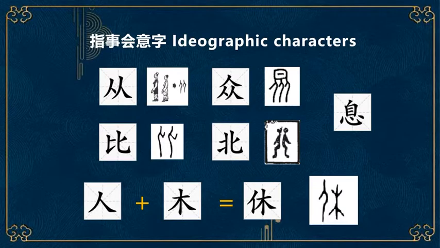Let's see next new example. As we know, 人 and 木 are 2 most basic pictograph characters. When we put these 2, 人 and 木, together, people lean against the tree, which means the rest, 休, 休. But this character is just a physical rest.